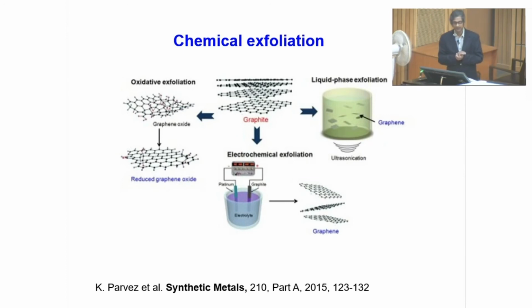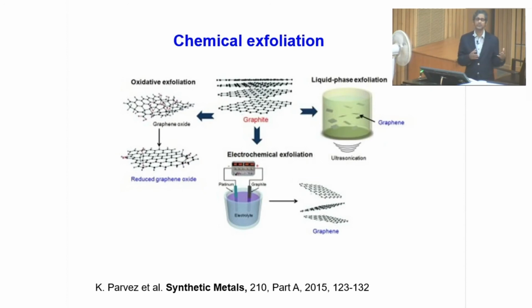I can produce graphene. In fact, this is the technique with which you can produce large quantities of graphene, and it is now widely used for that. It is available in the market also, you can buy that. So, this is how the chemical exfoliation technique works.